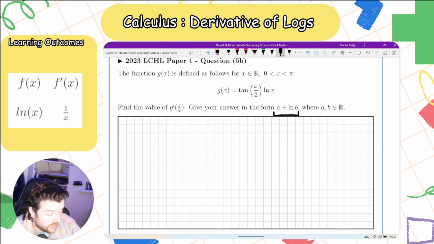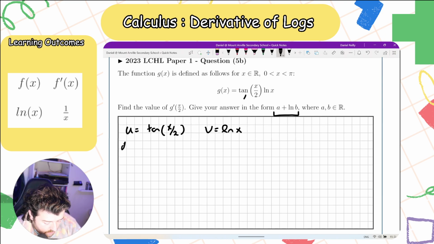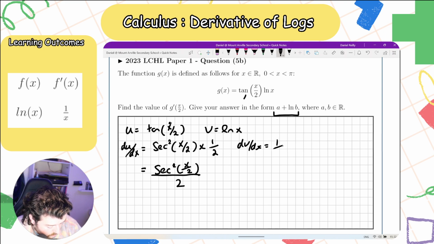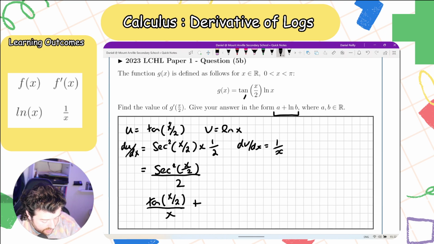So for my first derivative, this is going to be a product rule. u is equal to tan(x/2), v is equal to ln x. So du/dx is going to be equal to sec squared of x over 2 multiplied by the derivative of x over 2, which is a half. That's technically the same as a half x, so the derivative is just a half. That's just going to be sec squared of x over 2, all over 2. And then dv/dx here is equal to 1 over x. So by the product rule, I get tan(x/2) all over x plus ln x times this.